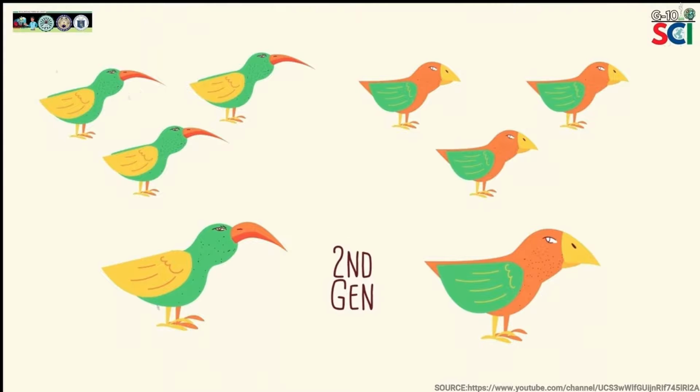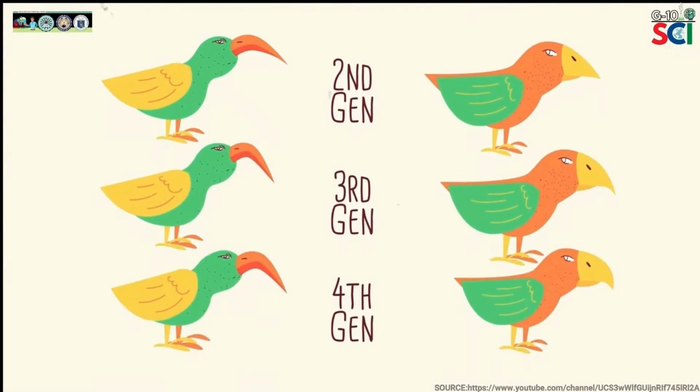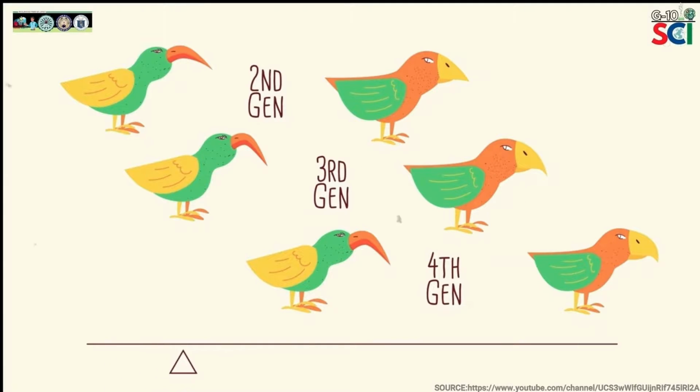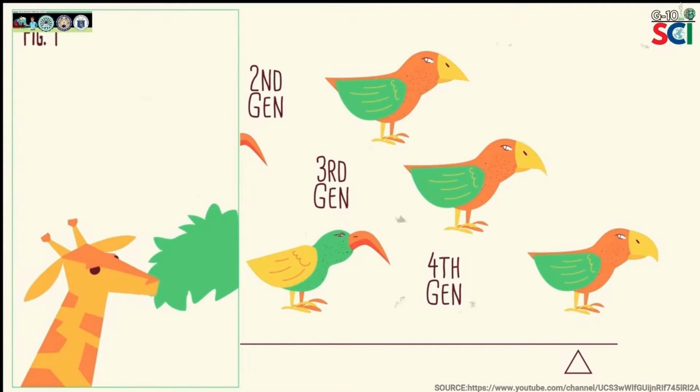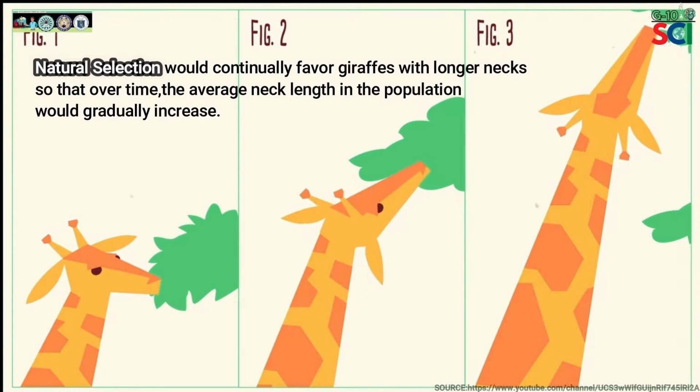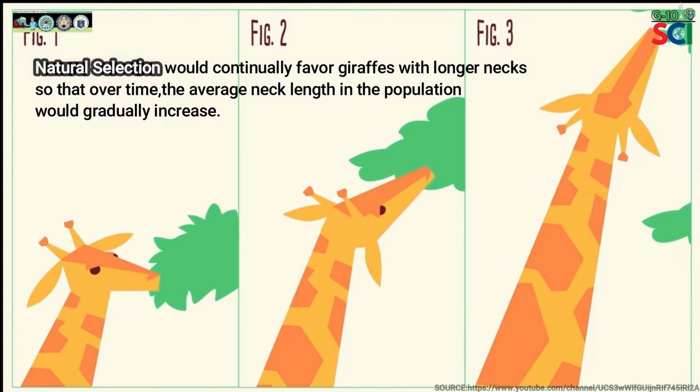Over time, changes in the characteristics of a species could occur. He also proposed that the changes within a species occurred very slowly through a gradual process. In the case of the giraffe neck, natural selection would continually favour giraffes with longer necks, so that over time the average neck length in the population would gradually increase.